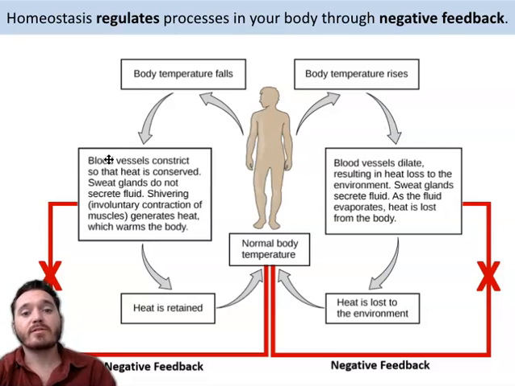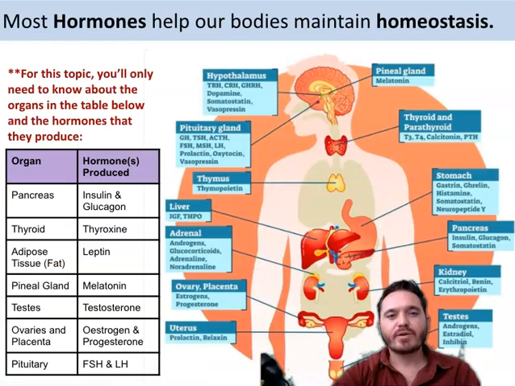If the body temperature falls, your blood vessels are going to contract, and that's going to retain heat. Another thing that your body does is shiver, involuntary contraction of the muscles, to generate heat. That's going to help to warm up your body through the friction, and heat is retained in the body, and your body temperature is going to rise back to that baseline level that you want. So again, it's worth noting that most hormones help our body to maintain homeostasis, that balance in our body. And usually they're working through mechanisms of negative feedback in order to do that.